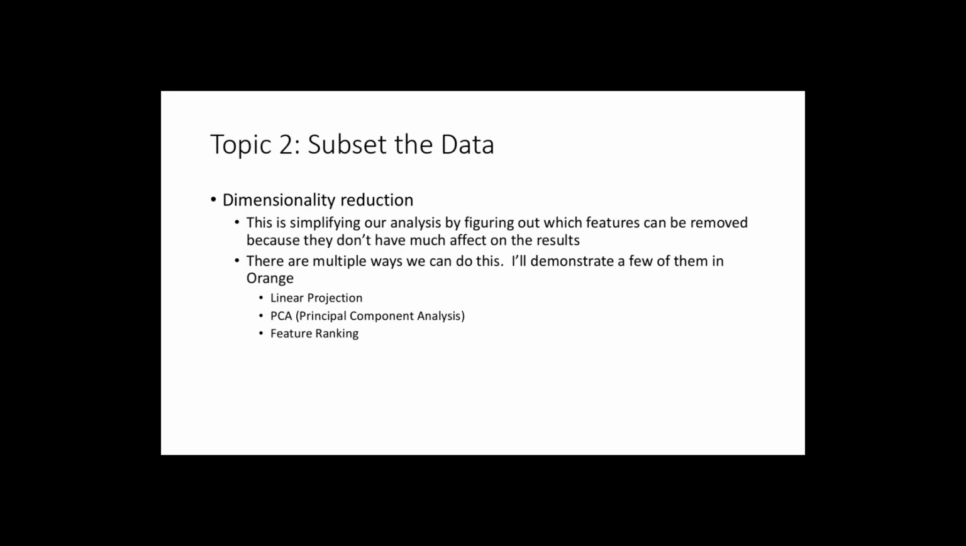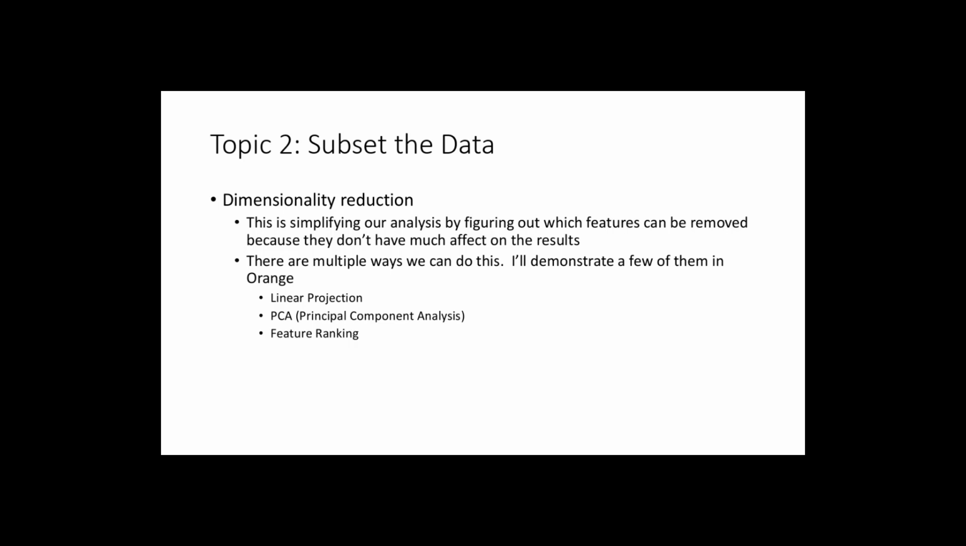So that was everything for topic one, just a few new tools that you can use. Topic two is about subsetting the data, or another good term for it is dimensionality reduction, which sounds really fancy. Dimensionality reduction is simplifying our analysis by figuring out which features we could remove because we find that they don't have much effect on the result. That's one way to do dimensionality reduction. There are multiple ways we can do this, and I'm going to demonstrate a few of them in Orange. There's linear projection, principal component analysis, and feature ranking.